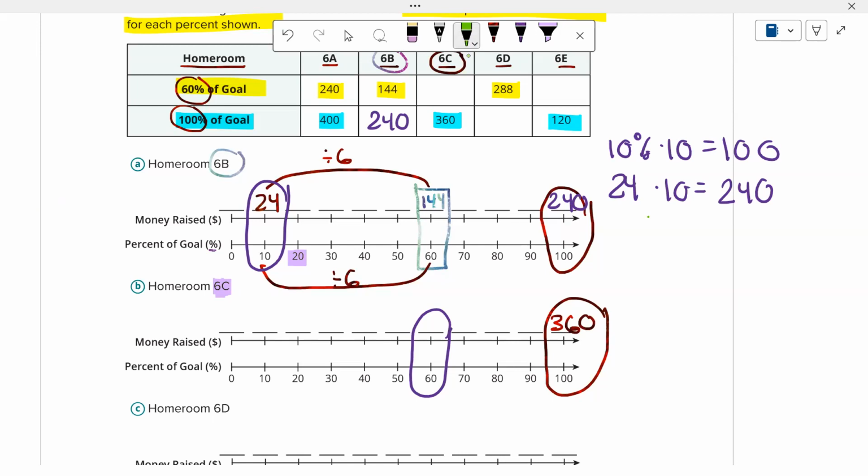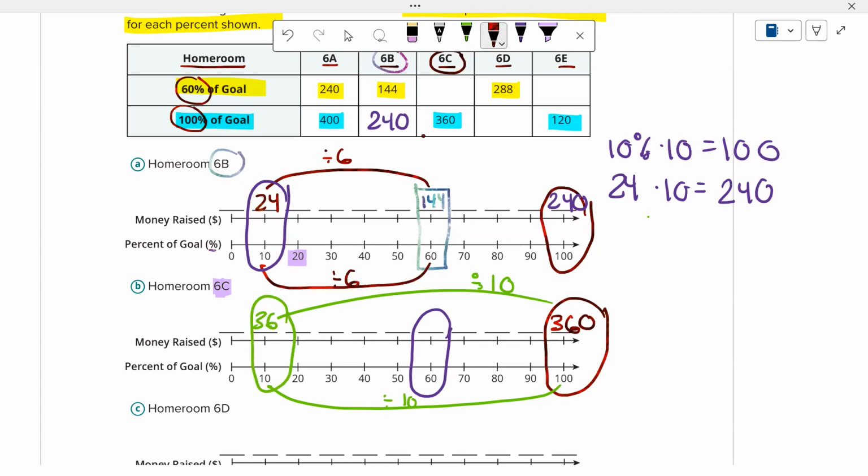So 360 over 100, and we want 60. So once again, how did 100 become 10? We're going to divide it by 10. What do we do to the denominator? We do to the numerator. So that'll be 36. So that is not our answer.